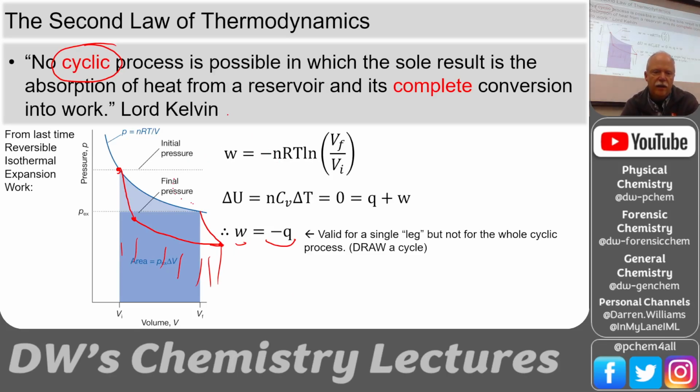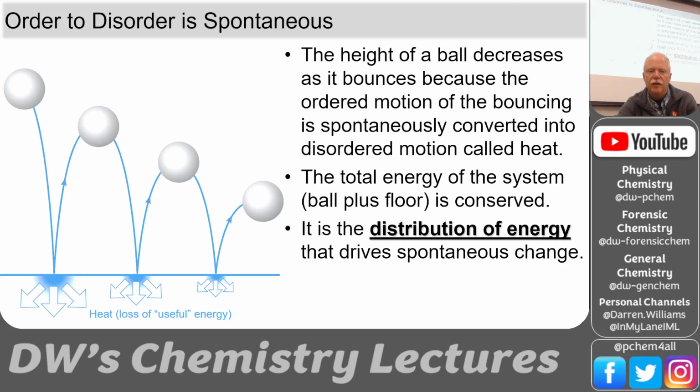And that work in, some of the energy is lost to heat, and so we don't have a complete conversion of heat in to work out. We're losing some of that heat, and so that's the second law of thermodynamics. And it's because of entropy that we can't do that. We can't have a perfect conversion of heat into work in a cyclic process. This also is what drives spontaneity.